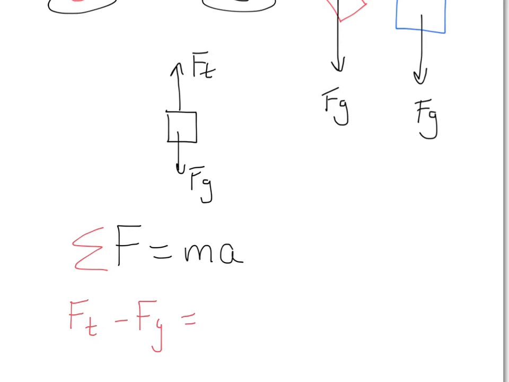Ft minus Fg. Tension is pulling toward the center. Gravity is pulling down, or acting in opposite directions. Whenever there's circular motion, think of toward the center as positive. Remember, the centripetal force, this is really centripetal force here, is Ft minus Fg.